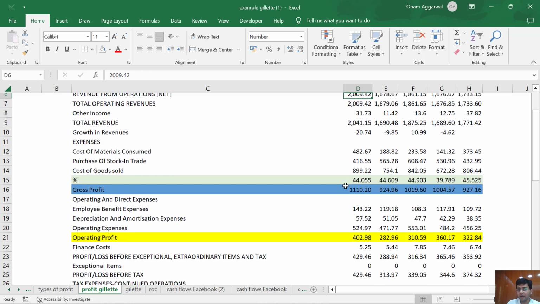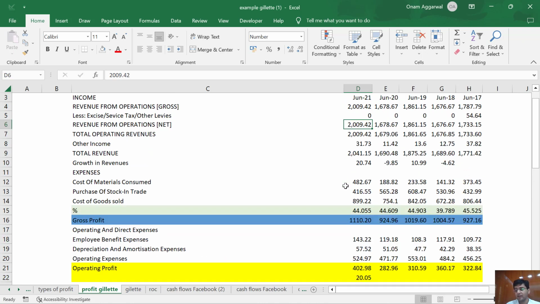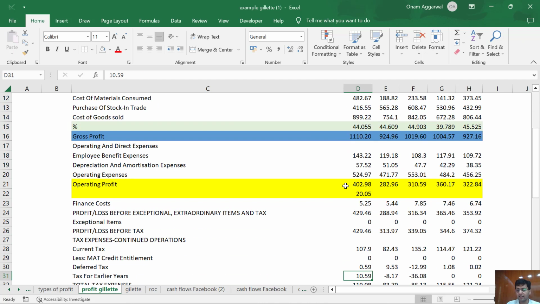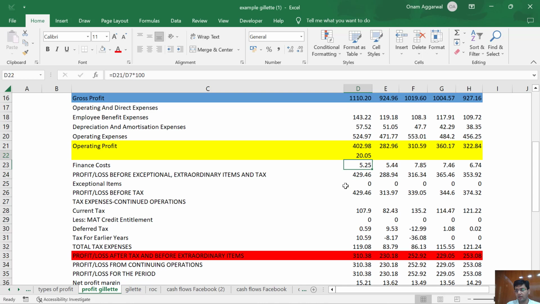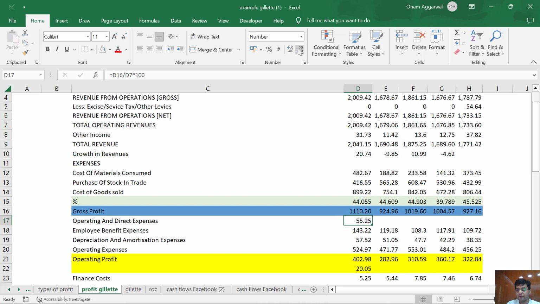So you see, this is how you can look at the income statement of Gillette very differently. A normal person will look at the statement and say that Gillette has earned revenue of 2041 crores and it has earned a net profit of 310 crores. But how will we look at the statement? We will look at the statement and we will see that Gillette has earned a profit of 1110 crores on the sale of 2009 crores. That is, Gillette is earning a very high gross profit margin of 55%.